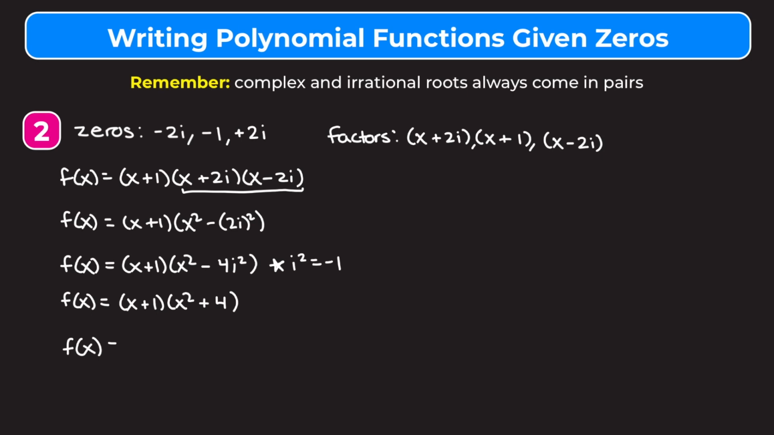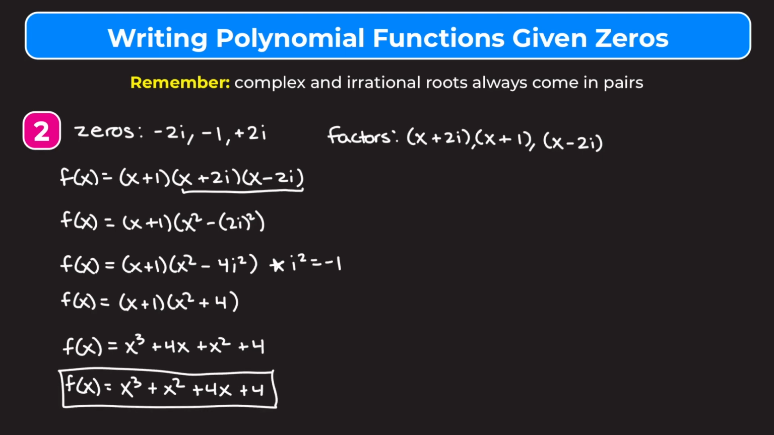So we're going to do x times x squared, we get x cubed. X times 4 is plus 4x. 1 times x squared is plus x squared. And 1 times 4 is going to give us a positive 4. And let's just write this in standard form. So we're going to write it as x cubed plus x squared plus 4x plus 4.